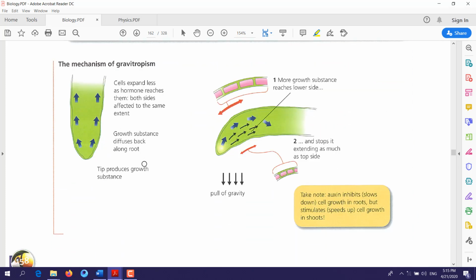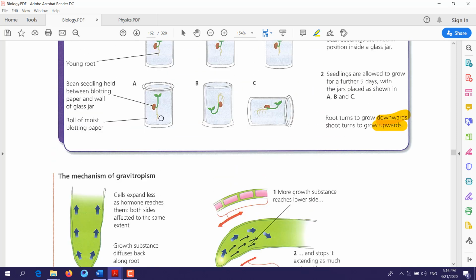Now, this diagram shows the mechanism of gravitropism. If we want to give a definition for gravitropism, we say it's the growth of a plant in response to gravity. In general, to gravity, but then we say when it's positive and when it's negative. Which part of the plant is positive gravitropism and which part is negative gravitropism? The answer: the root, because it's going with the direction of gravity, so it's positive gravitropism, while the shoot or upper part is growing away from gravity, so this is negative gravitropism.